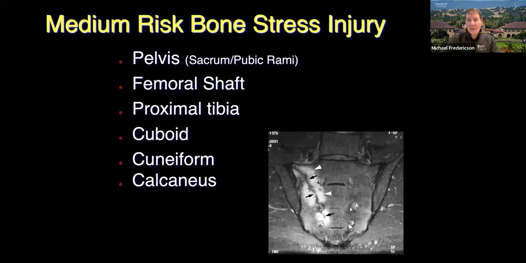This is what I call the medium risk. So they're not the high risk where you're immediate non-weight bearing and there's potential for surgery, but they're not low risk either. So I'm not going to let them participate during the season, even in a modified way. But this would be the pelvis. So the sacrum, some people would put the sacrum in a high risk category, but it's pretty rare that these would go on to surgery. Femoral shaft, proximal tibia, so not the typical mid-distal tibia but more proximal, cuboid or cuneiform, or even the calcaneus.